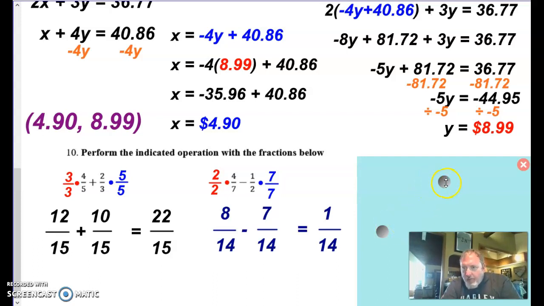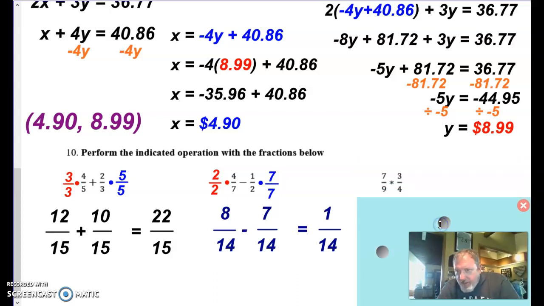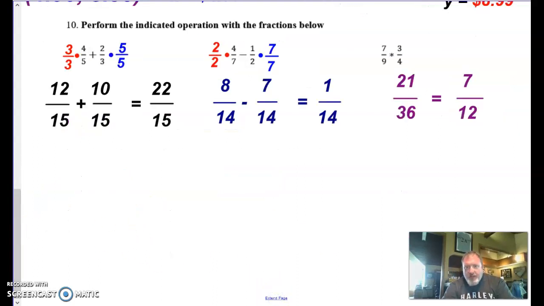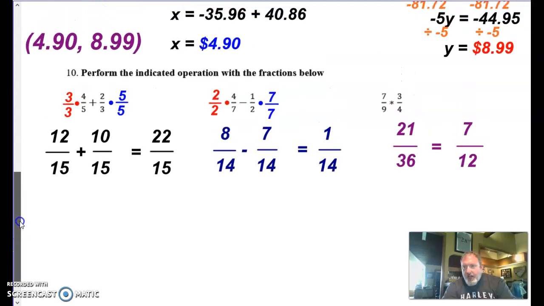Our final problem is multiplication. The nice thing about multiplying fractions, you do not need a common denominator. We just work straight across. So 7 times 3 will give us 21. 9 times 4 will give us 36. And our last step with that, we can divide both of those by 3 and reduce that to 7/12.